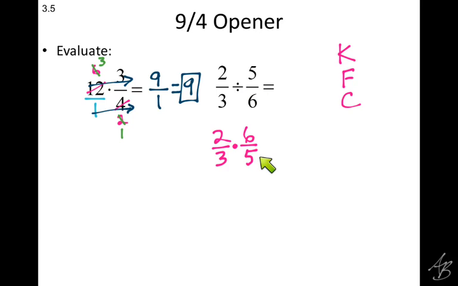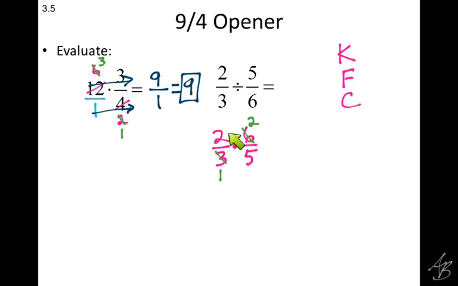Okay? We want to reduce down here. So is there anything now in the numerator, the 2 or the 6, that'll reduce with anything in the denominator, the 3 or the 5? There's one thing. What is it? The 3 and the 6, right? So what goes into 3 that also goes into 6? 3, right? 6 divided by 3 is 2, and 3 divided by 3 is 1.